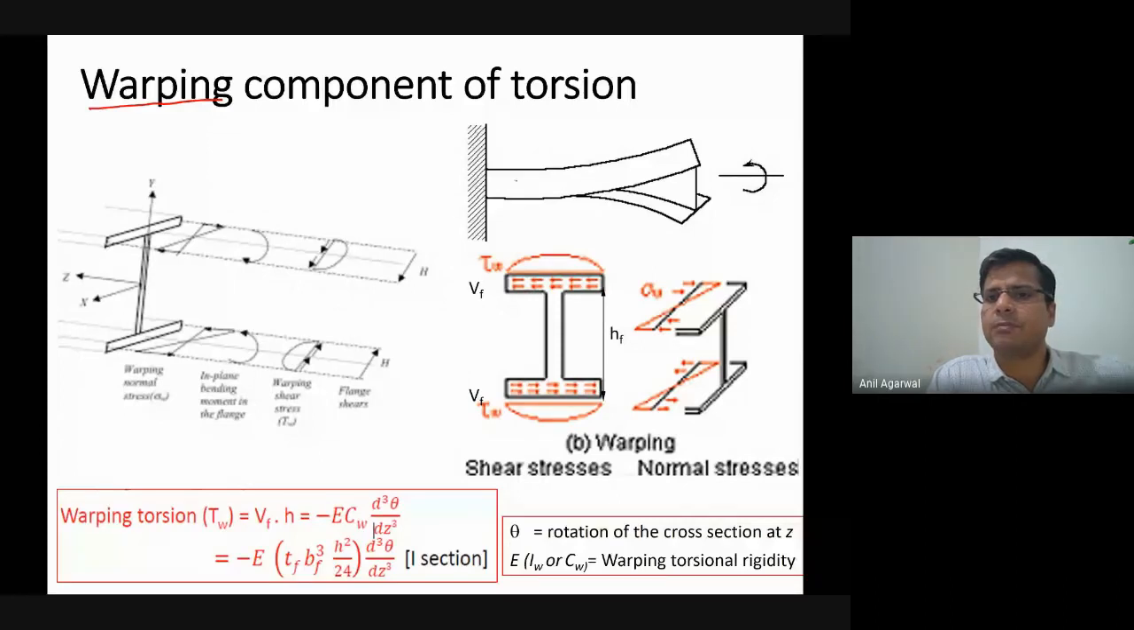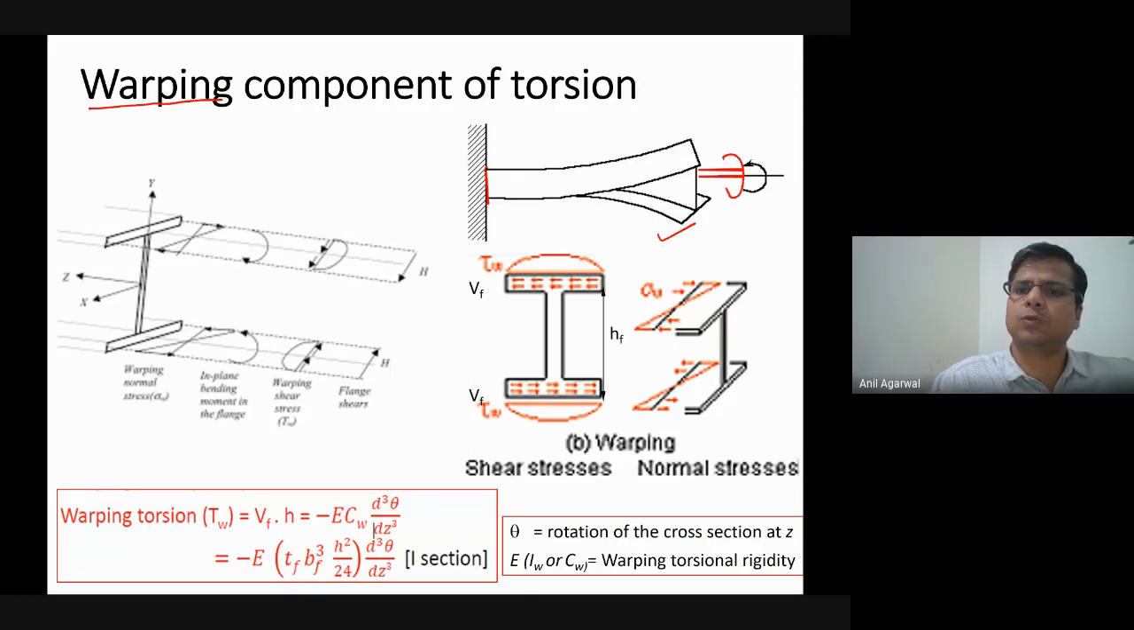So let's say you have a beam. This is the beam. In this beam, you have a top flange, you have a bottom flange, and you are looking from the top. So at this location where the support is, all you can see is the top flange, because the rest of the beam is hidden behind it. Okay, and now you apply a torque on this beam at the free end.